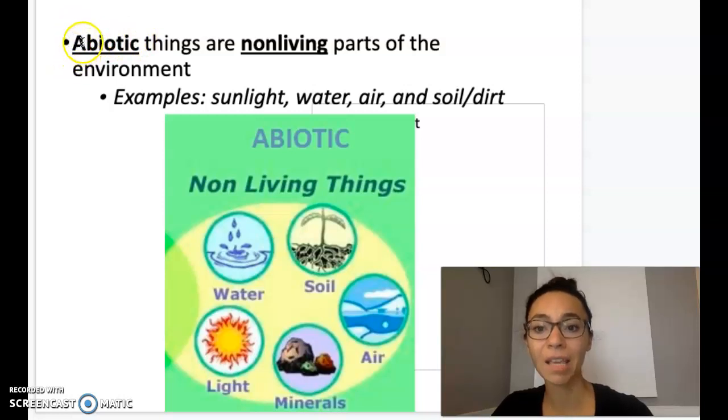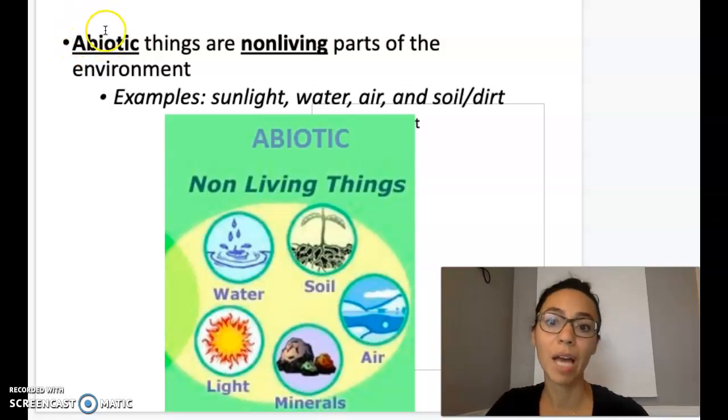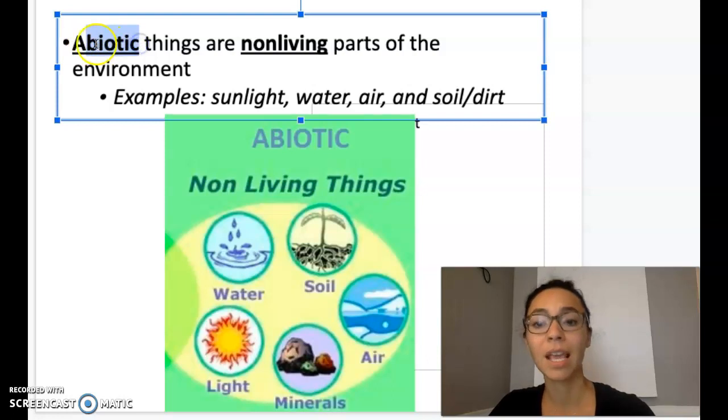And you can see the word biotic with an A in front of it. If there's an A in front of a word, a lot of times that means opposite. So this abiotic means the opposite of biotic. So if biotic means living things, abiotic means non-living things.